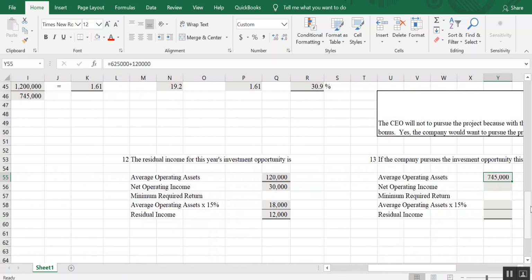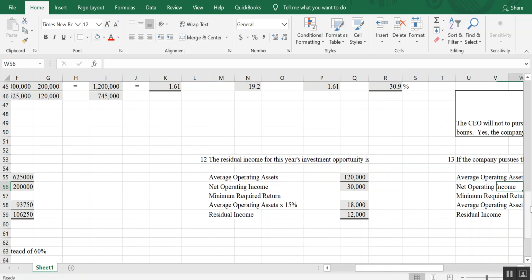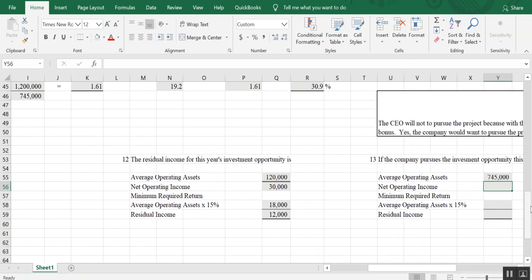Okay. Then our net operating income is just going to be the sum of these two as well. So we take the 200,000 plus the 30,000. And we get 230,000, okay?